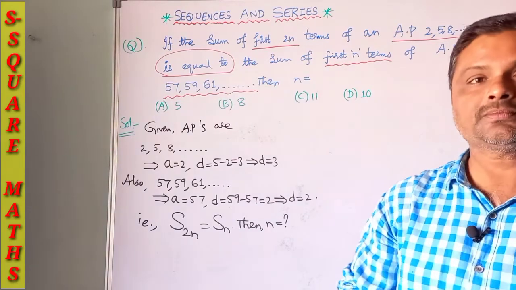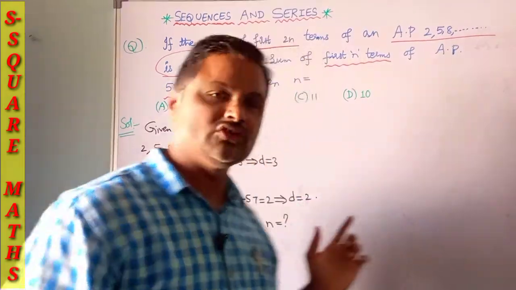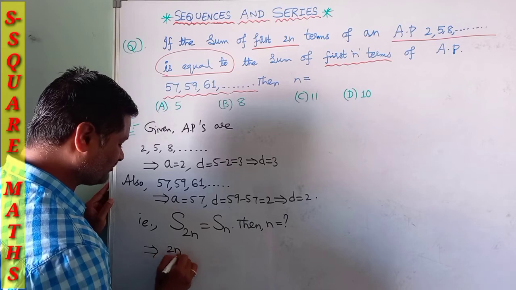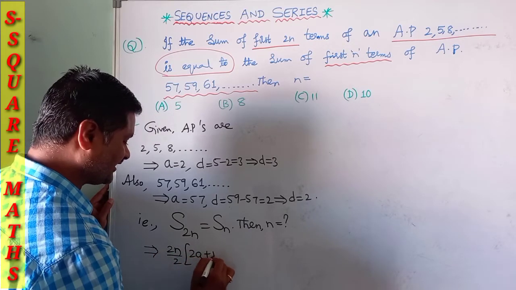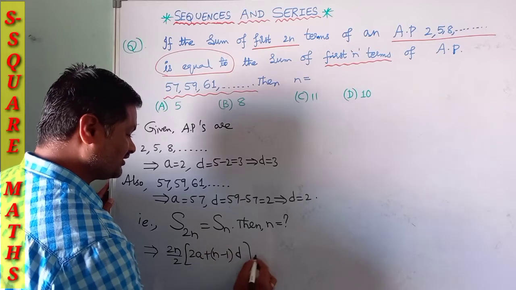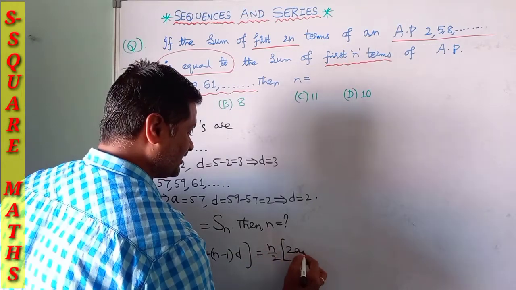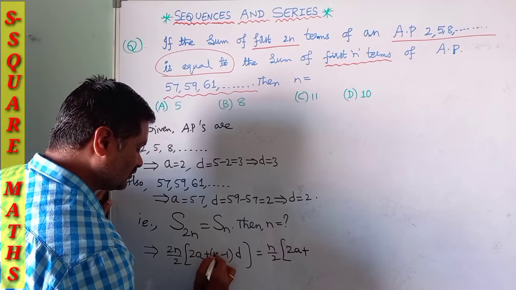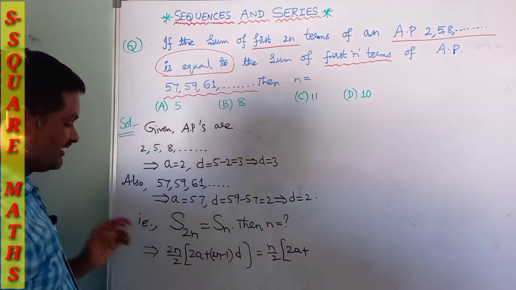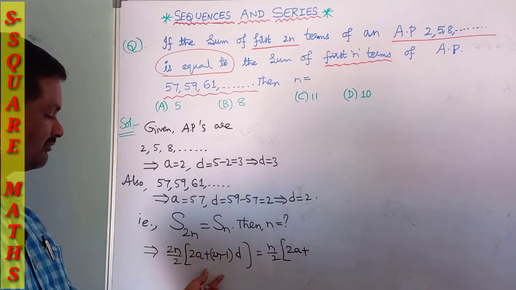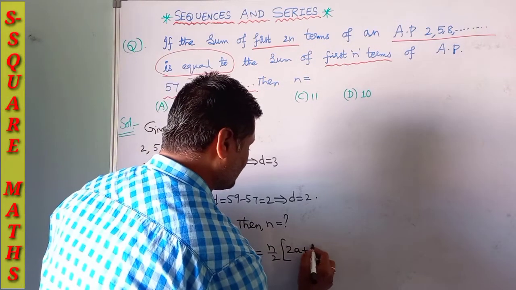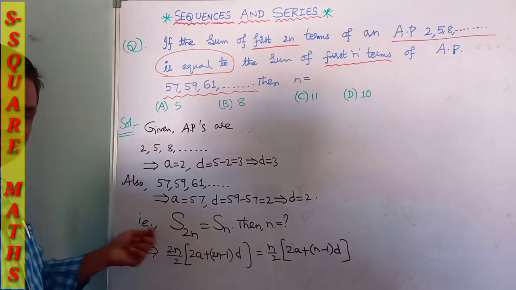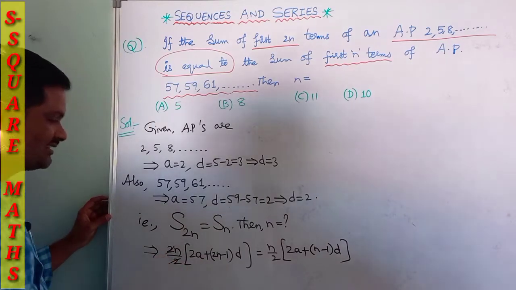We have to determine the first 2n terms, so n is equal to 2n here. So now I can write here 2n by 2 into 2a plus n minus 1 into d is equal to n by 2 into 2a plus n minus 1 into d. Here n is nothing but 2n, so 2a plus 2n minus 1 into d, and 2n by 2 into 2a plus 2n minus 1 into d is equal to n by 2 into 2a plus n minus 1 into d. Okay, n is 2n here. So 2n again 2n, so 2n gets cancelled.